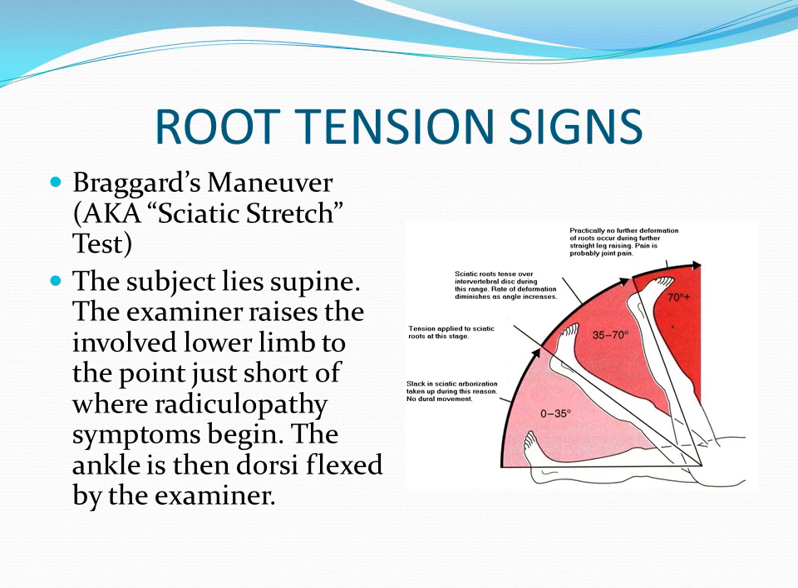Another maneuver that we can use is called Braggard's maneuver, also known as the sciatic stretch test. And similar to the popliteal compression test, your subject lies supine, and again you raise the test limb up to the point where your examinee reports sciatic nerve distribution of pain, and then you lower the limb just a couple degrees below that point of pain, and the pain will either resolve or the examinee will say that it's significantly less.